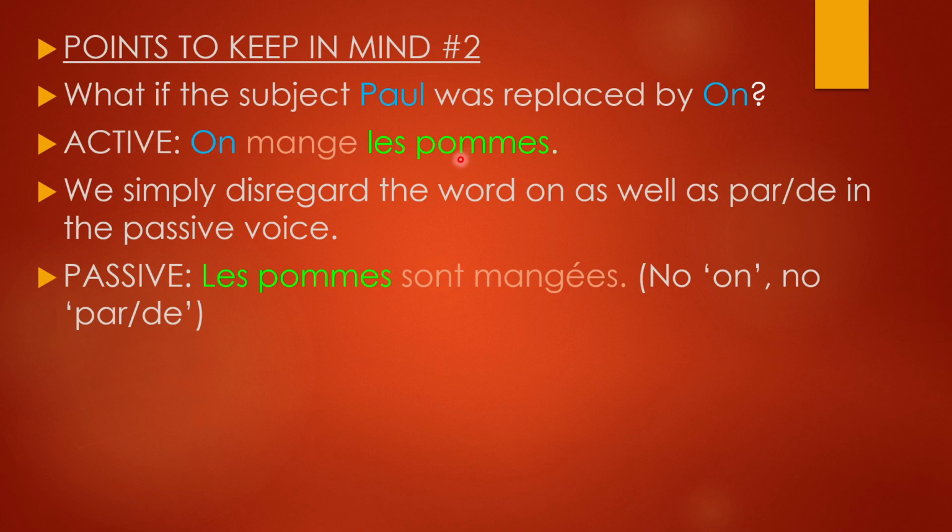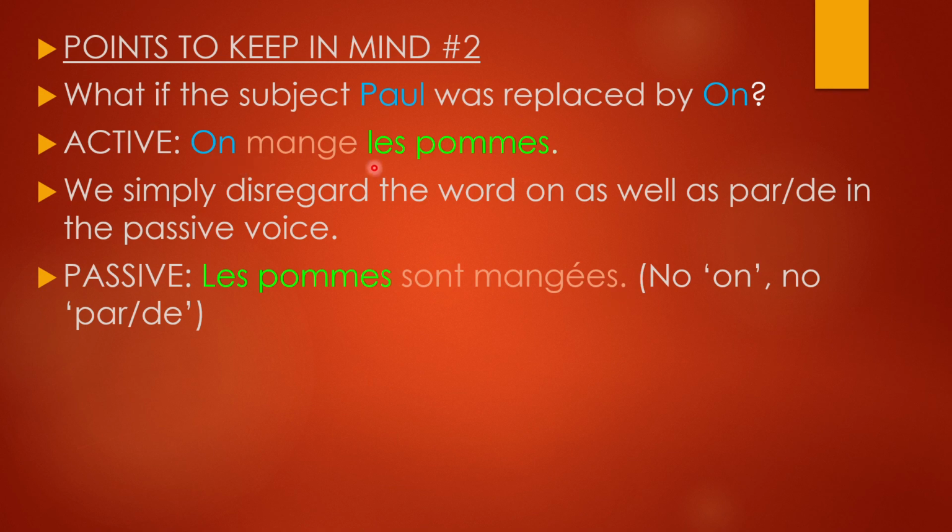Now, when the subject in the active sentence is on, we simply disregard on, for the simple reason that on is only used in the active voice. We can never use on in the passive voice, and by default, since we do not use on in the passive voice, neither do we use par or de. When the active subject is on, that on completely disappears in the passive voice. The par also disappears. The passive sentence will end with the participle when the active sentence starts with on.